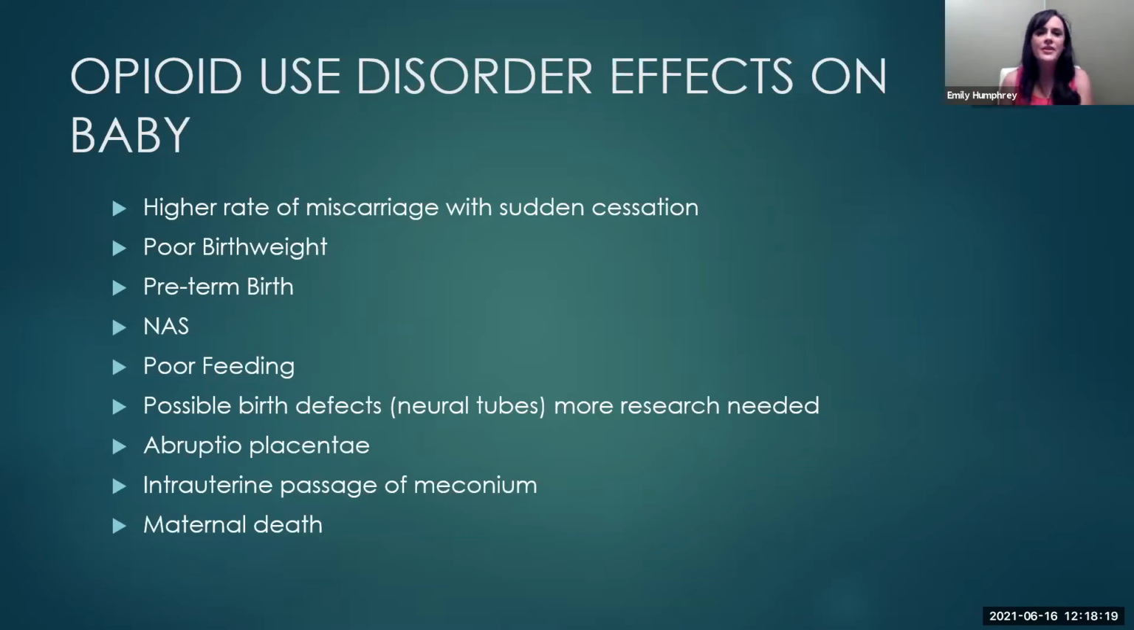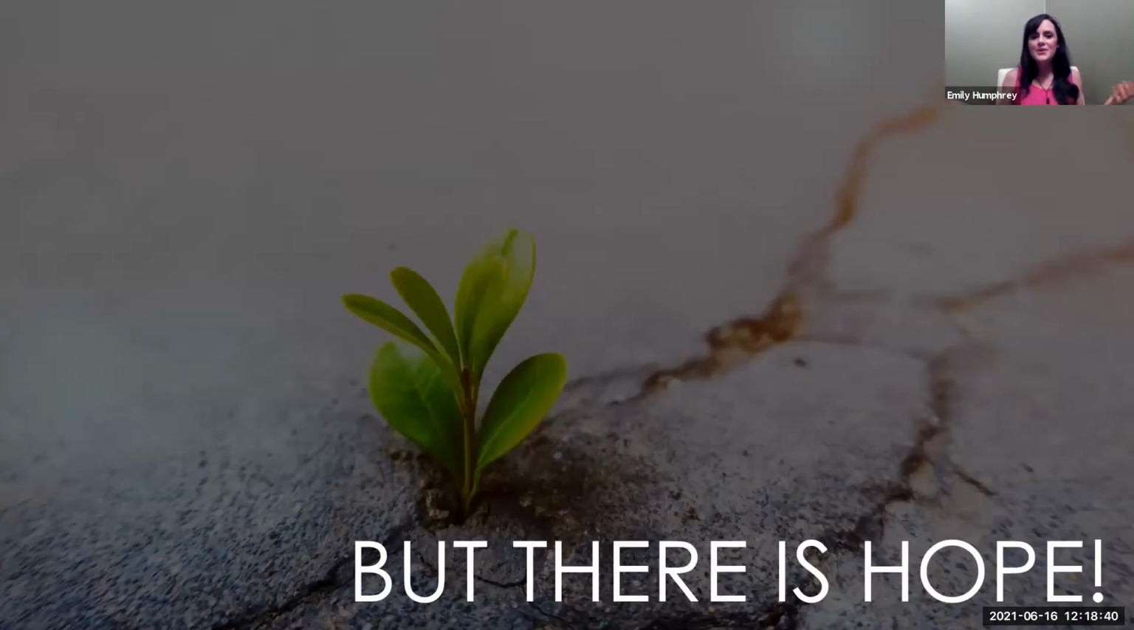Other effects on baby are poor birth weight, preterm birth, and of course, neonatal abstinence syndrome, that's why we're here, right? Poor feeding, some possible birth defects. There's still more research needed on that. Abruptio placenta, intrauterine passage of meconium, which can cause breathing difficulties in the baby, and maternal death. So those were all really sad things, but there is hope, guys. There is hope. So this is going to be a more optimistic portion of the presentation.